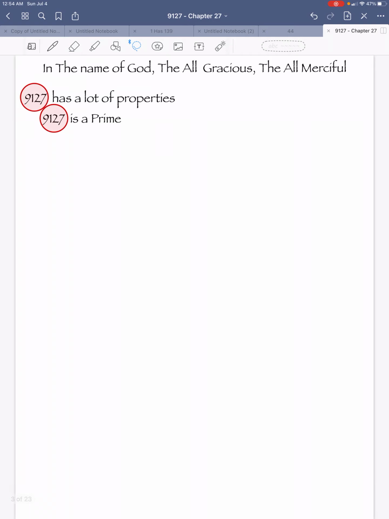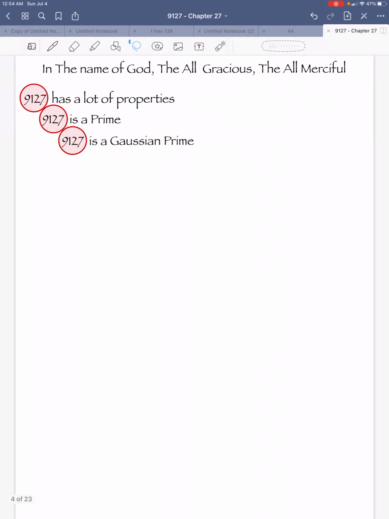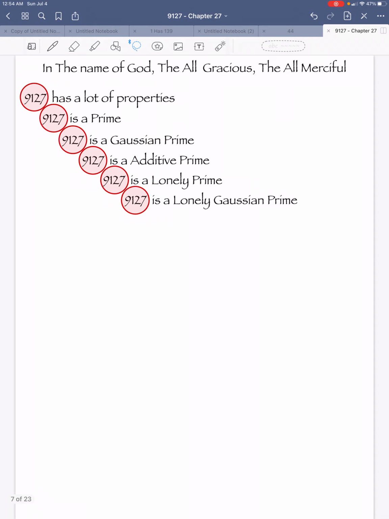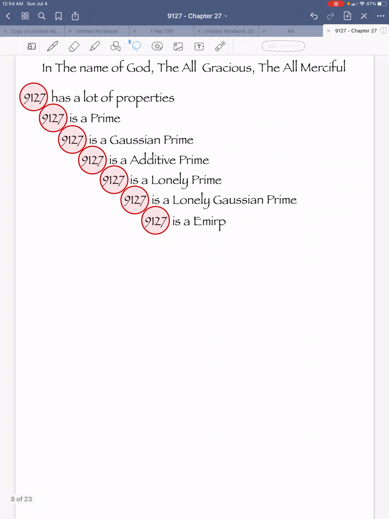9127 is a prime number. 9127 is a Gaussian prime. 9127 is an additive prime. 9127 is a lonely prime. 9127 is a lonely Gaussian prime. And 9127 is an EMIRP.